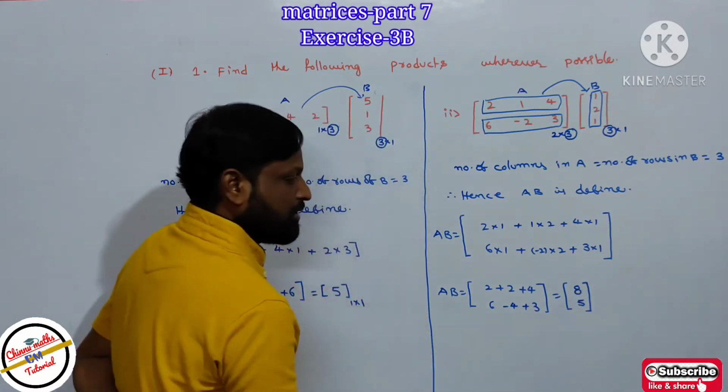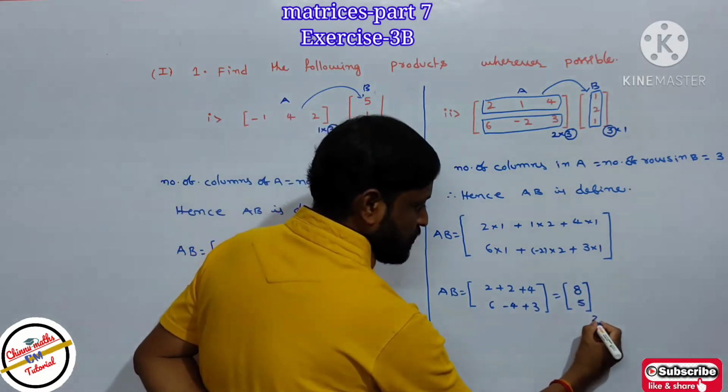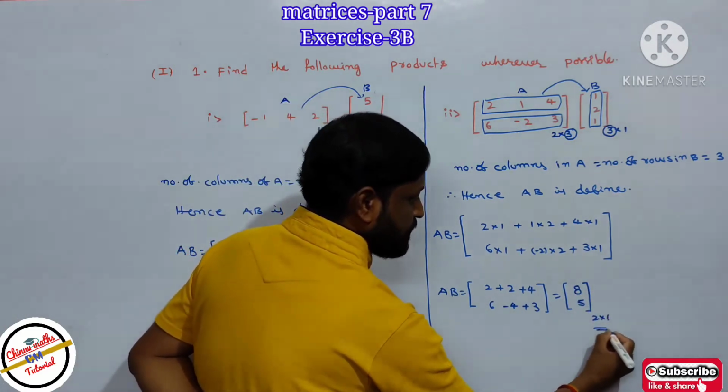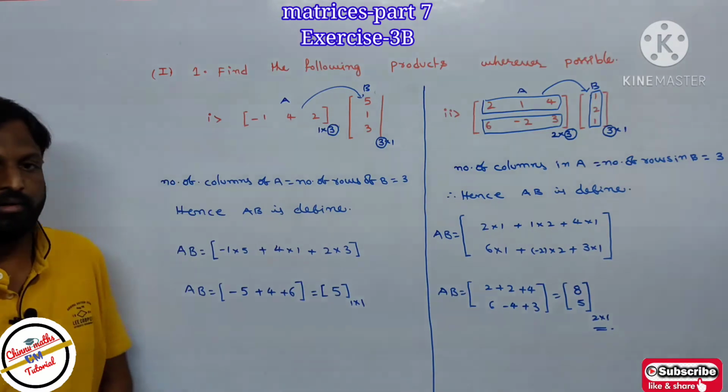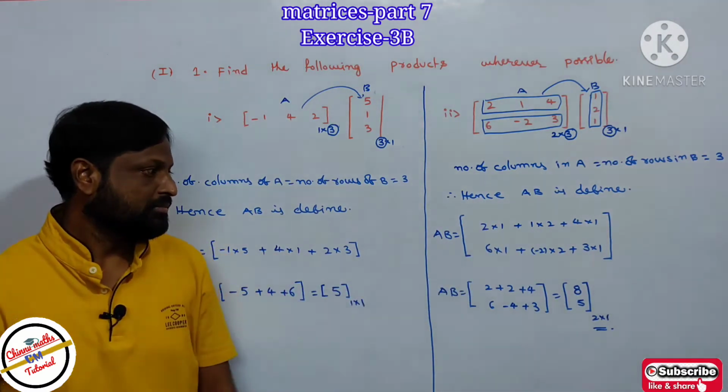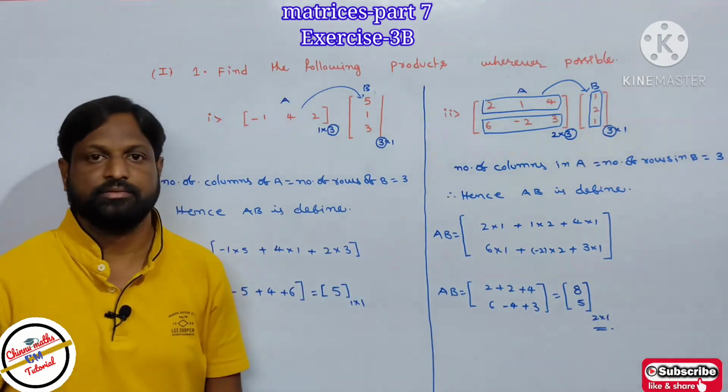So it is the product of AB. What is the order? 2 rows, 1 column. So 2 by 1 is the order of the matrix AB.